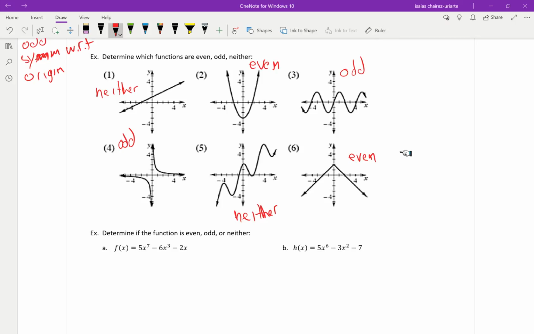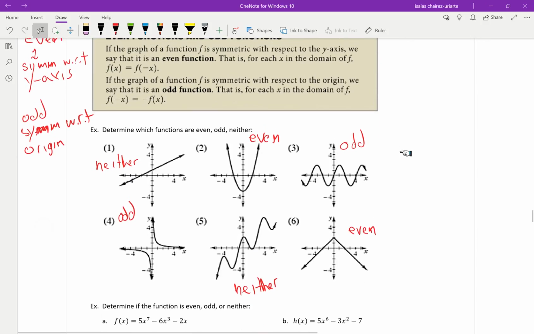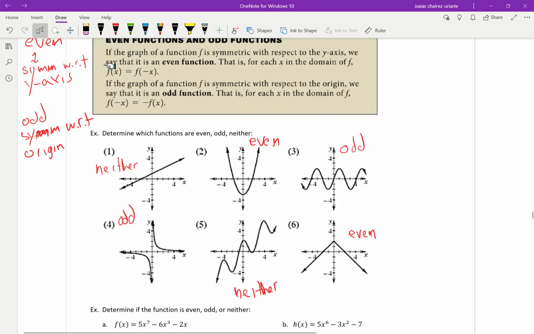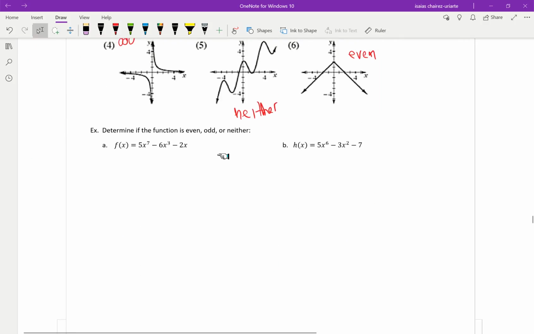Now, the question will be, we do not have the graph available to us, and we want to determine if the function is even, odd, or neither. I'll give you the opportunity to try them on your own. You're going to have to do this test for even: see if f of x equals f of negative x. Or you're going to have to see if f of negative x equals negative f of x, to determine if it's odd. Or if neither of these situations happen, then it's neither. So pause the video and see if you can determine if these functions are even, odd, or neither.